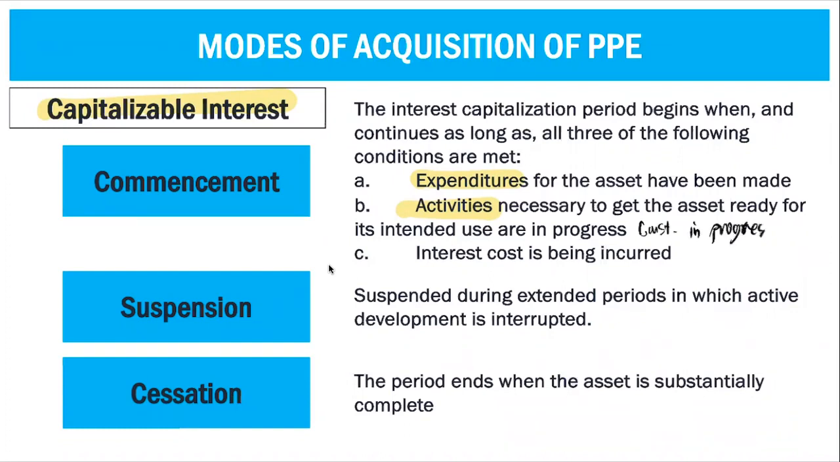And of course, you must incur interest. Again, you should have started expending for the construction. Next, your construction must be in progress. And lastly, your interest cost must be already incurred or is being incurred.